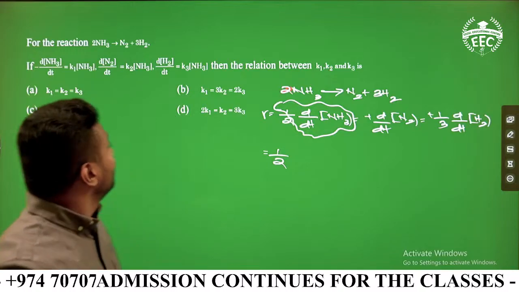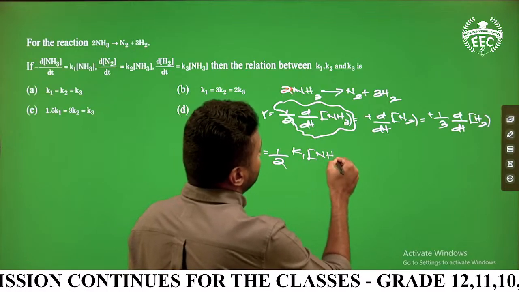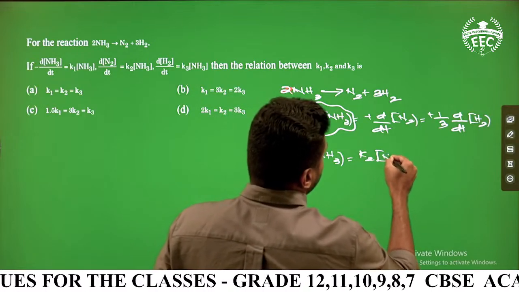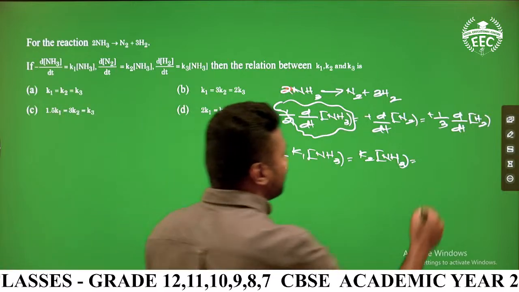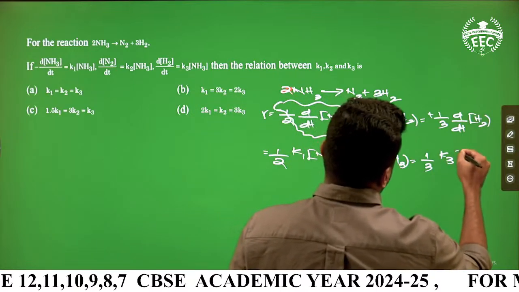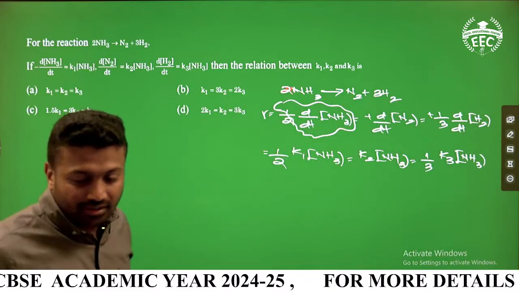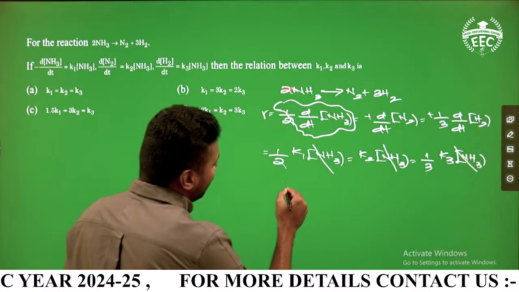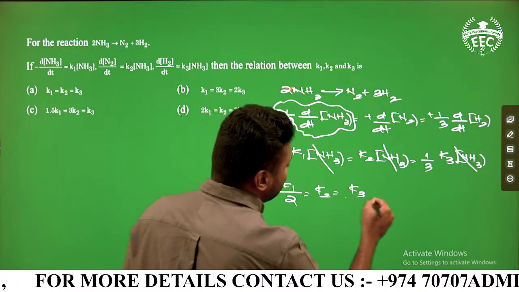It is the same as K1 into concentration of NH3, which is equal to d by dt of N2, given as K2 into concentration of NH3, which is equal to 1 by 3 into d by dt of H2. That 1 by 3 into d by dt of H2 is the same as K3 into concentration of NH3. You can cancel the concentration of NH3, since it is common in all. The remaining is K1 divided by 2 equal to K2 equal to K3 by 3.